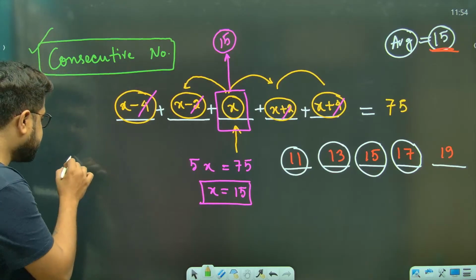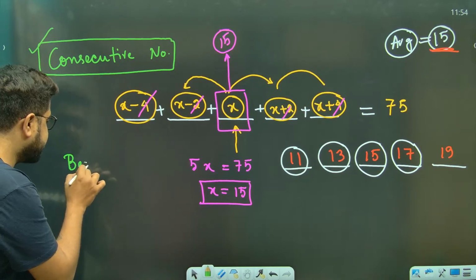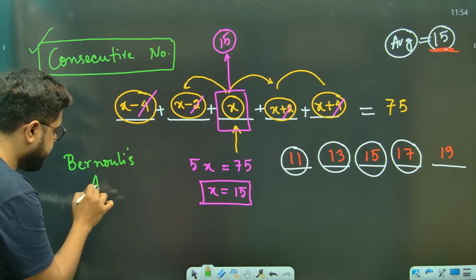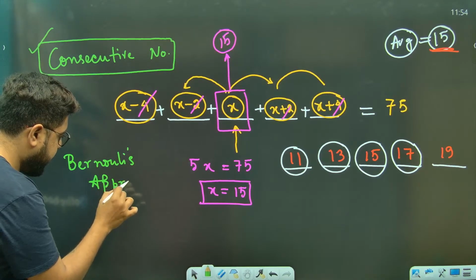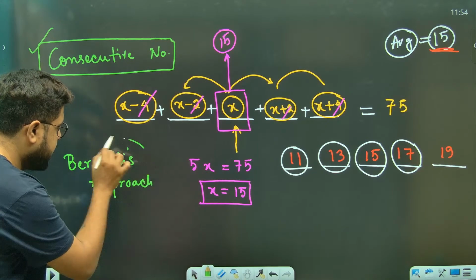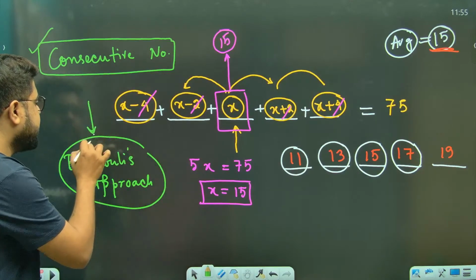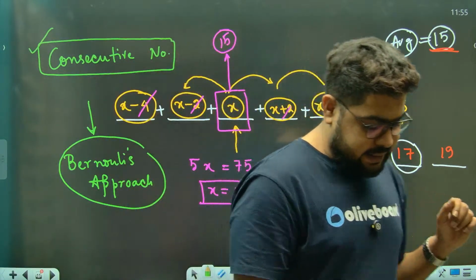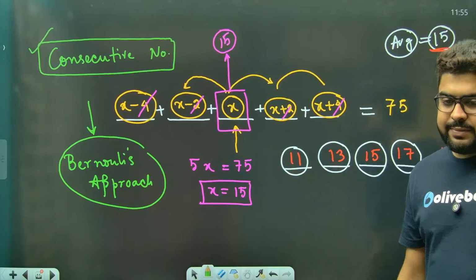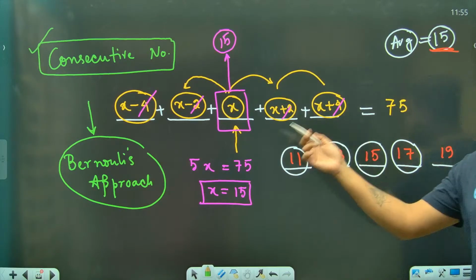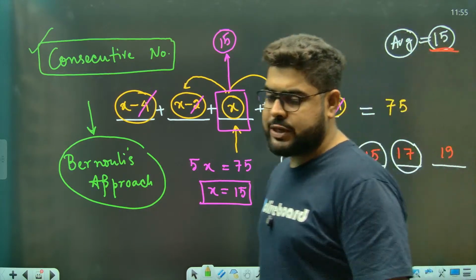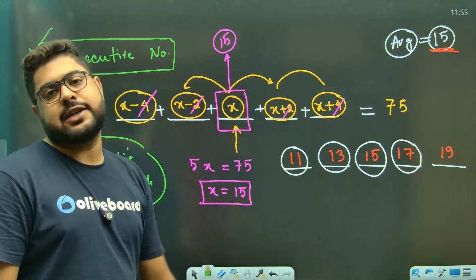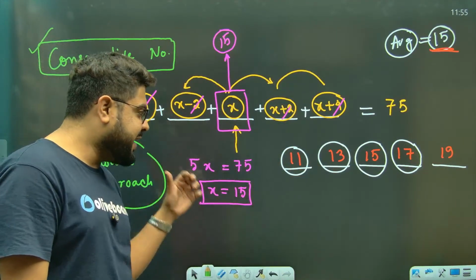Remember, this is called Bernoulli's. The thing that we did now was done first by Bernoulli in AP. Laplace also did the same thing. So Bernoulli's approach, or also some call it Laplace approach as well. So this thing actually Bernoulli first did.